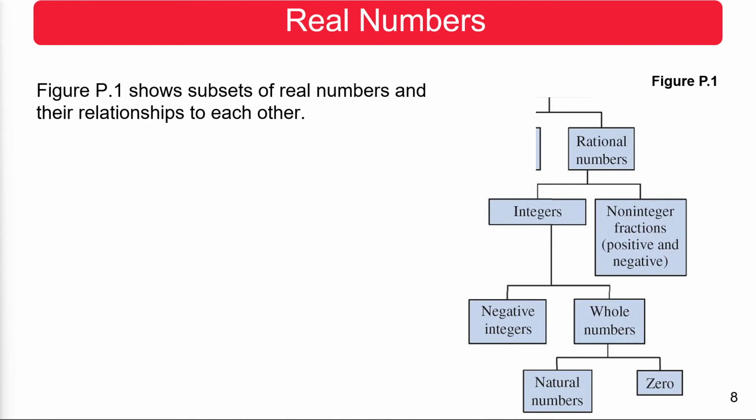Keep in your mind that rational numbers can be written in a fraction form, so p over q, or numerator divided by denominator. After the rational numbers, we have the irrational numbers, and these are the numbers that I cannot write in a form of fraction. All of these subset numbers will be part of the real numbers.